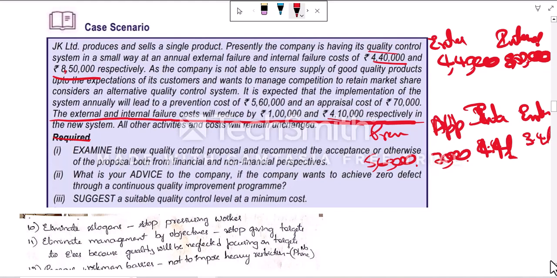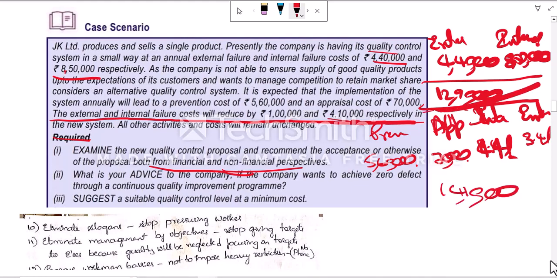Examine the new quality control proposal and recommend the acceptance or otherwise of the proposal, both from financial and non-financial perspective. We need to analyze both the scenarios. So, what will be the total cost here? 4 lakh 40,000 plus 8 lakh 50,000. It is the initial cost. Previously, we need to incur 12 lakh 90,000. But coming to the current position, 5 lakh 60,000 plus 70,000 plus 4 lakh 40,000 plus 3 lakh 40,000, that is 14 lakh 10,000. Earlier only it is cheap.